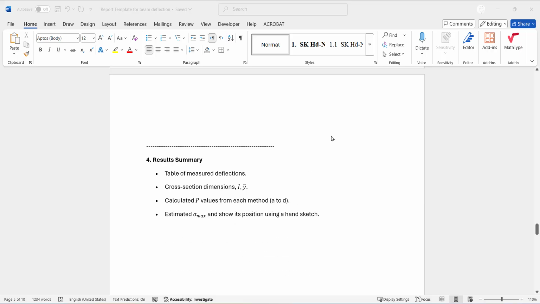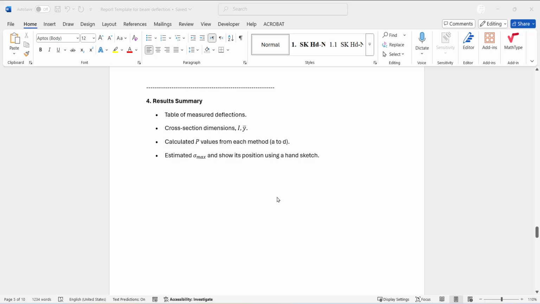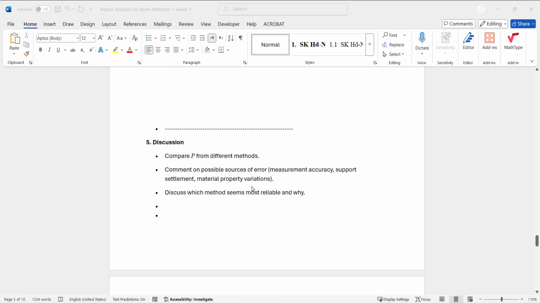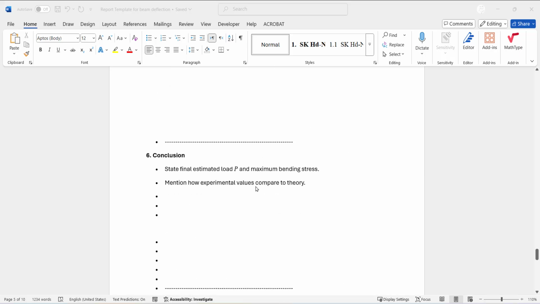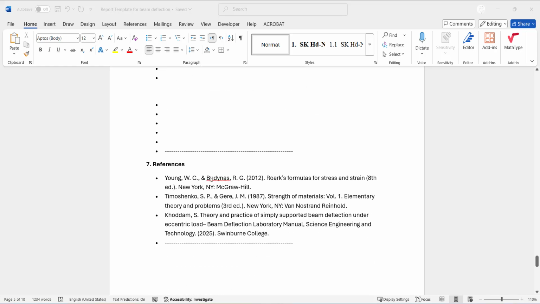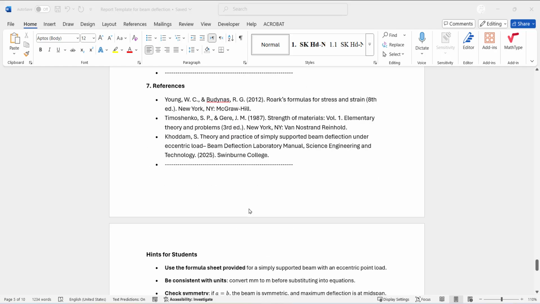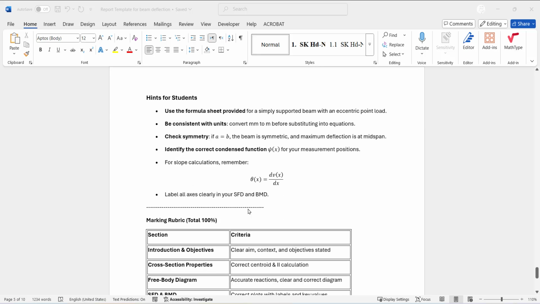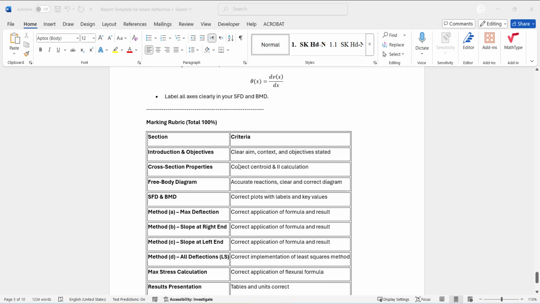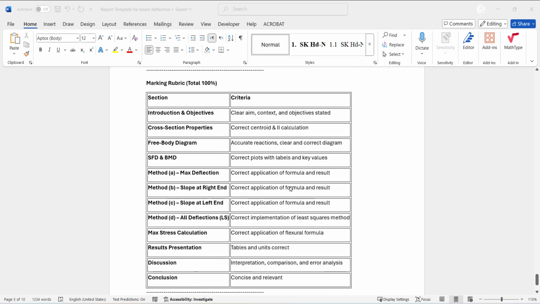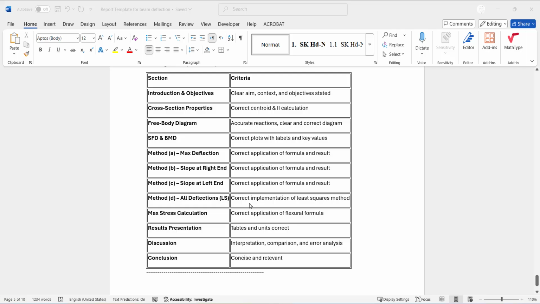Once you have all this completed, you make a summary of the results, a table summary of the results. You do the discussion and conclusion, and these are the references in case you want to read more. And also the rubrics: you can access the rubrics for the marks from Canvas, and these are just the itemized points for your rubrics.